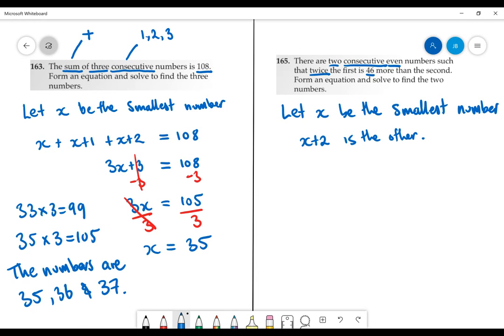So twice the first, that means 2 times the first, which is x. So we know 2 times x is 46 more than the second. So it's equal to 46 more than x plus 2. So that's our equation. We can simplify and solve. So all I need to do now is subtract x from both sides.